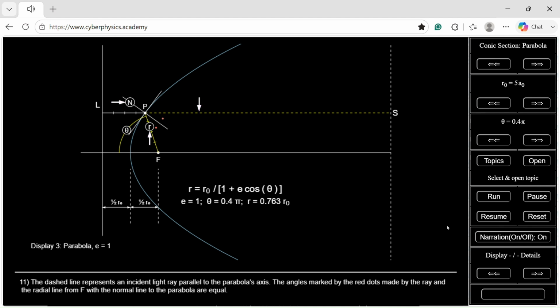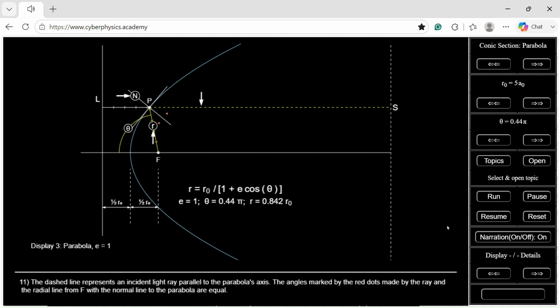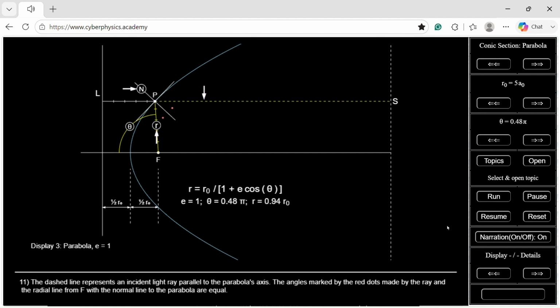The dashed line represents an incident light ray parallel to the parabola's axis. The angles marked by the red dots made by the ray and the radial line from F with the normal line to the parabola are equal.